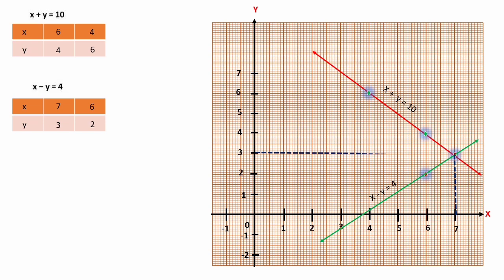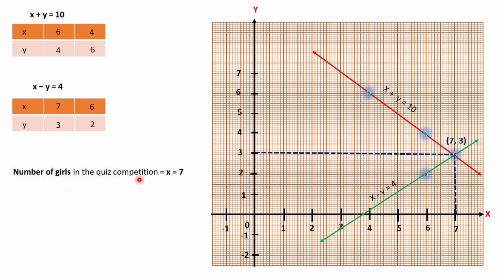So let's draw these 2 by using dotted lines, and the meeting point we have to write as an ordered pair, means first value is x, second value is y. So first value x means this is 7, y value is 3. So our ordered pair is 7, 3. So we have got x as 7, y as 3. So let's write it in statements.